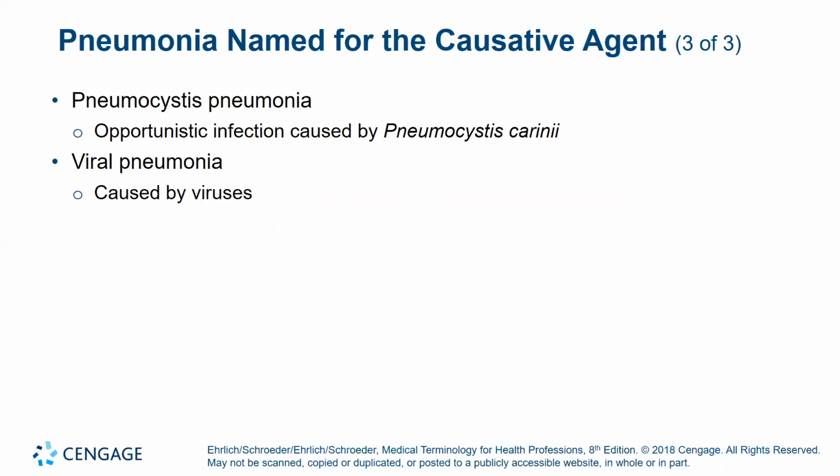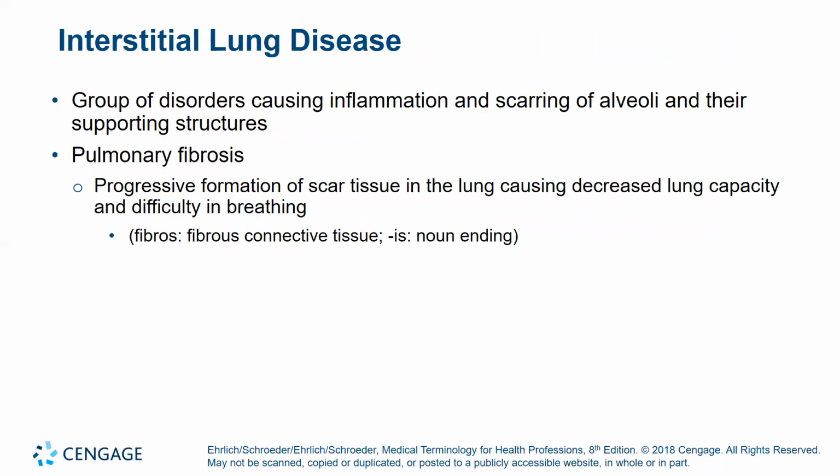We have pneumocystis pneumonia, and then we have viral pneumonia. Viral will be caused by viruses, obviously. Take a look at the interstitial lung diseases. These are a group of disorders causing inflammation and scarring of the alveoli and their supporting structures.